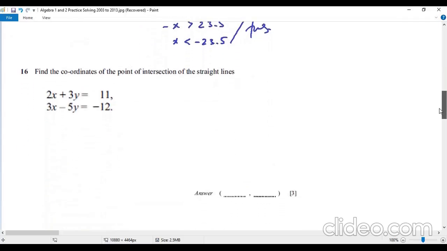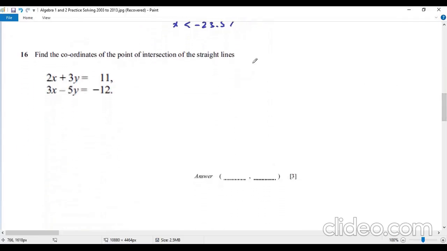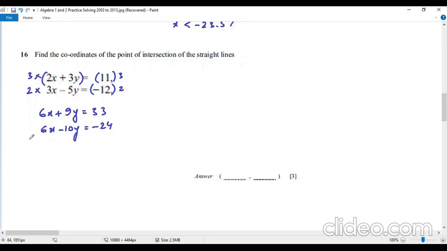When it comes to the last question, it is about finding the coordinates of the point of intersection of these straight lines. I know very well that the first equation is going to be multiplied by 3 and the second by 2, because then the coefficients of x, 6 and 6, are going to be the same. So I'll multiply both sides this way, first by 3 and second by 2. So ultimately I will get 6x plus 9y equals 33, and 6x minus 10y equals negative 24. Subtract, change the sign, and this is going to give me 19y, and this is going to give me 57, and the value of y is going to be 3.